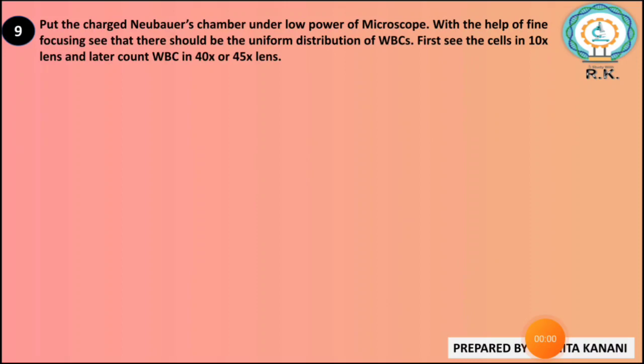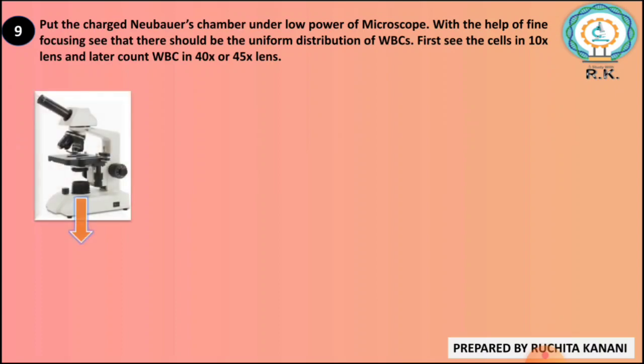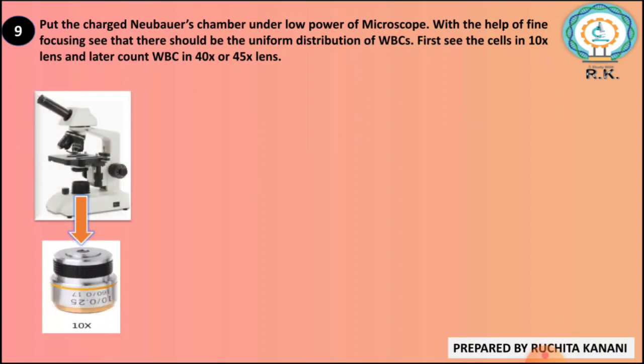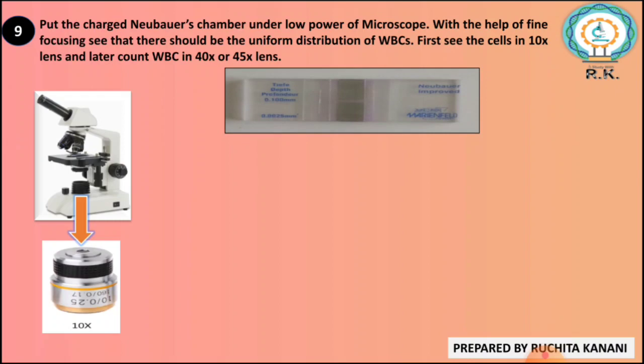Then put the charged Neubauer's chamber under low power of the microscope. With the help of fine focusing, see that there is a uniform distribution of WBC. First, see the cells in the 10x lens and later count WBC in the 40x or 45x lens.